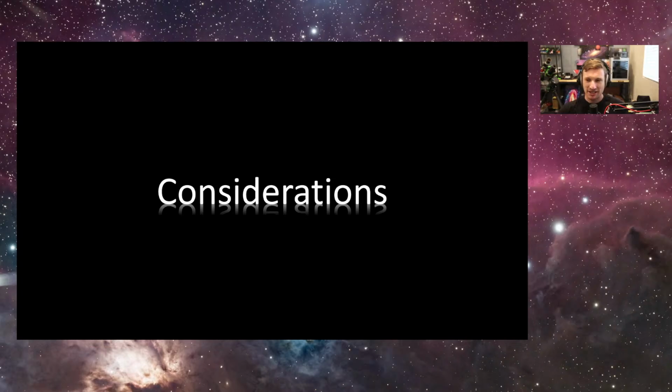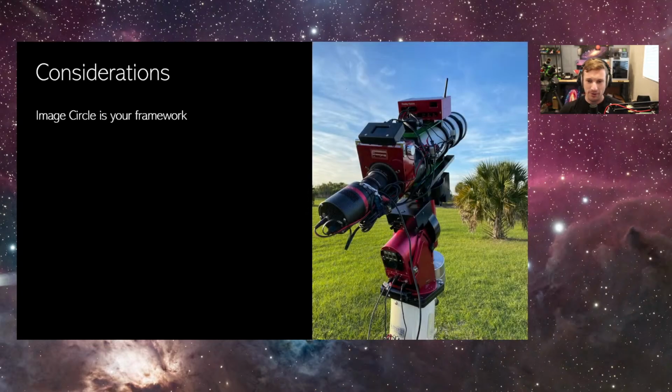So, some considerations. An image circle is just your framework, something you work within. But the bottlenecks are your filters. Filters can cause vignetting, especially if you're using a scope with a steep light cone like a RASA or Hyperstar or something that's really fast. You want to make sure the filters are large enough to fit the light cone, but don't clip it. That's not as big of a deal at F4 or slower. You should be okay at that point, but you want it all to fit within the light cone.